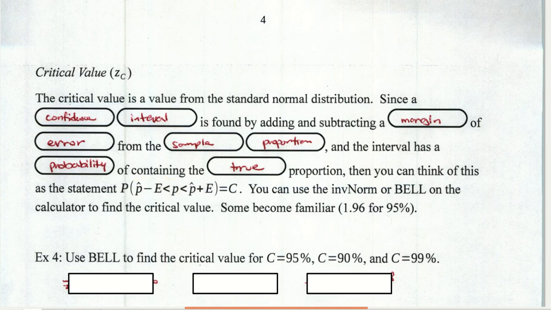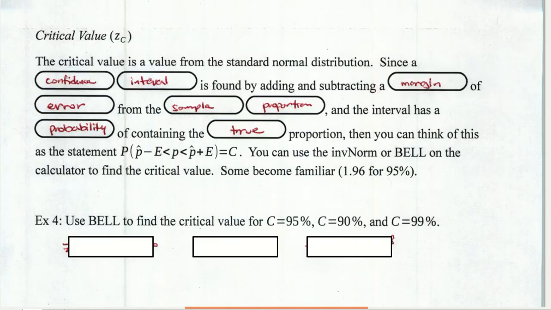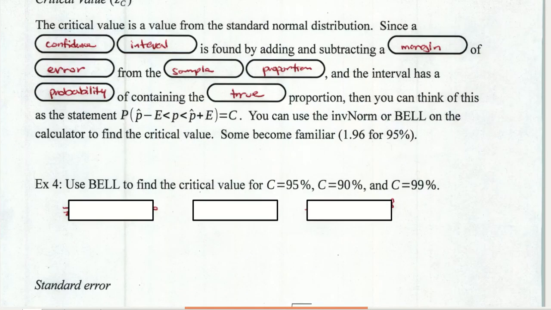Now, we can find this using the inverse normal function on our calculator, or we can find it using Bell. So let's find a few of these. So we're going to use Bell to find the critical values for C equals 95%, 90%, and 99%. So if you've got a calculator, get it out, go into Bell, run Bell, and then that first question says, do you want to calculate a probability, or do you already have the probability and you want to calculate the boundary?